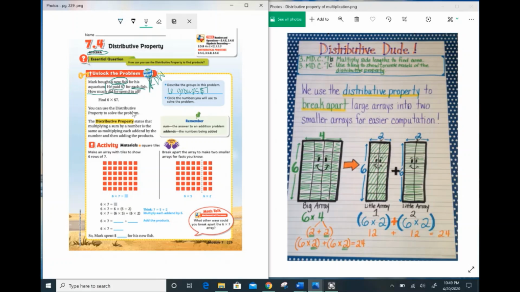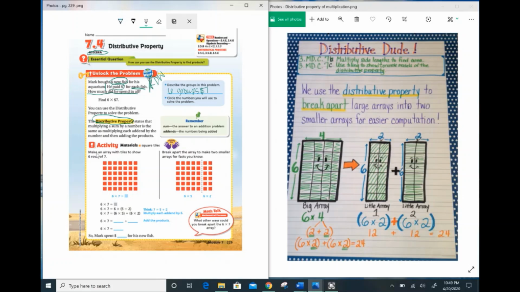And we can use distributive property to solve the problem. Remember, distributive property, boys and girls, is we break apart large arrays and make them into smaller arrays for easier computation. That's distributive property. I know this one's kind of confusing, so we're looking at this anchor chart over here to help us remember.